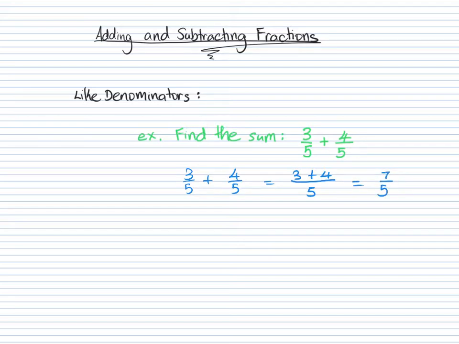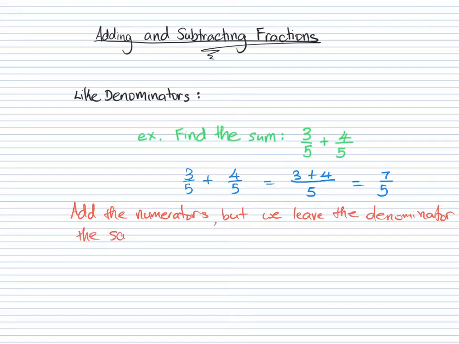So we have 7/5. If you had to make a rule, the rule is that we add the numerators but we leave the denominator the same. And again, this only works because we have like denominators. If we don't have like denominators, we're going to have to do something else.